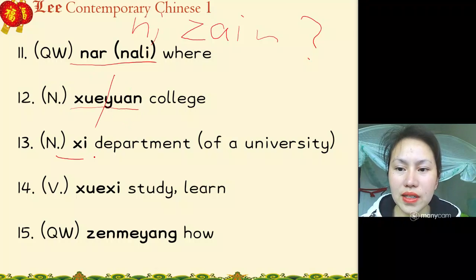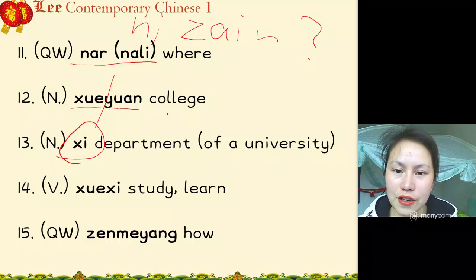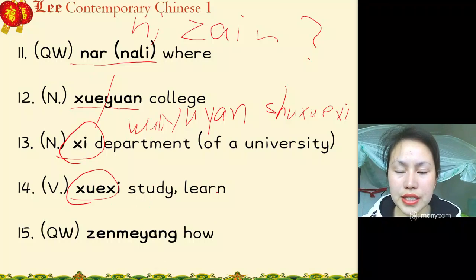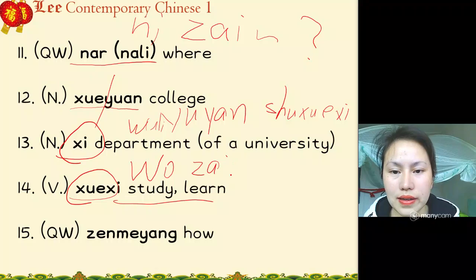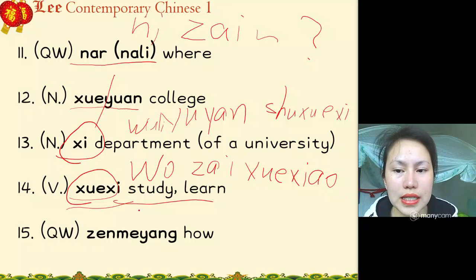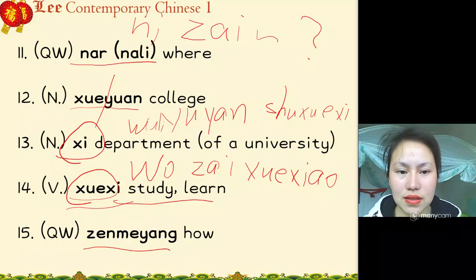学院, 系, department. Like, if you are in the language department, 语言系, or learning maths, 数学系, maths department, or physics, 物理系, all kinds of departments. 好, 学习, to study, to learn. You can say 我在学校, I'm at school, or 我在学校学习, I'm studying at school.